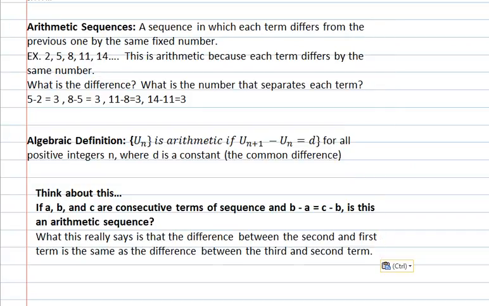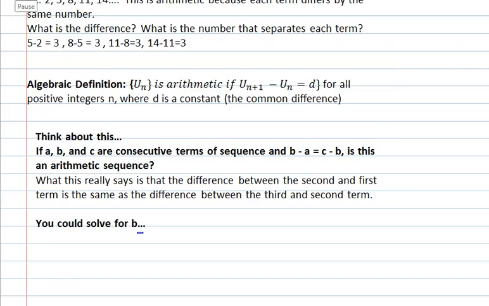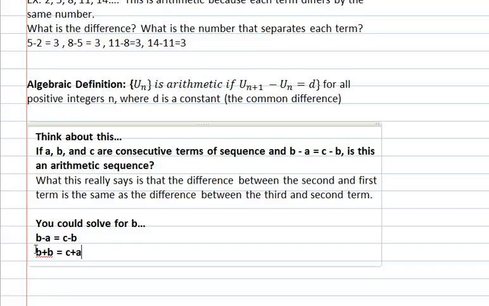In fact, if you wanted to, you can actually solve for b, which is the middle term. So if I rearrange the formula a little bit, I could say that since b minus a equals c minus b, then b plus b should equal c plus a. In fact, you could say 2b equals a plus c. I've just rearranged it. Now take that one step further. I'd say that b equals, in brackets, a plus c, divided by 2.